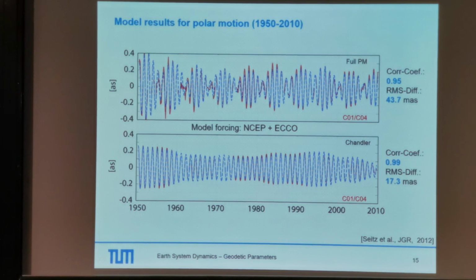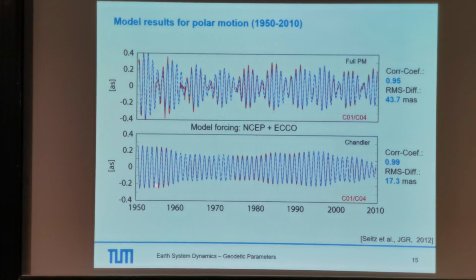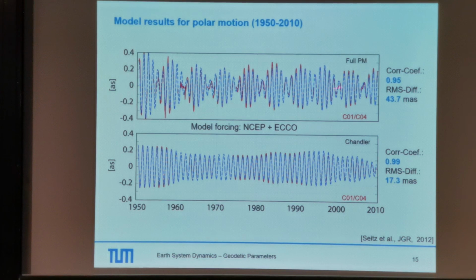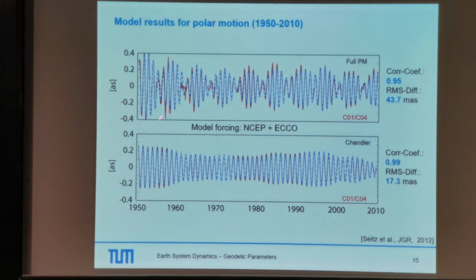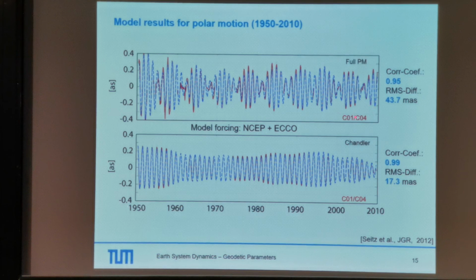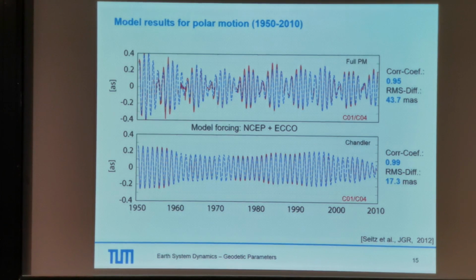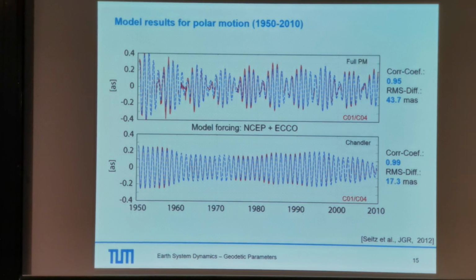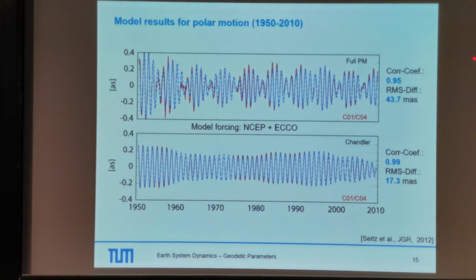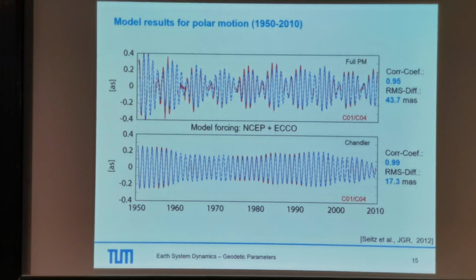If we look at a longer time series, shown here from 1950 to 2010, we can say, okay, if we look at the full polar motion, our model results with respect to the observed quantity, unfortunately, now red is the observations based on space geodetic data, and blue is the model here. We end up with a correlation of 0.95 and a really, really large RMS. So do we understand something not very well in this system?